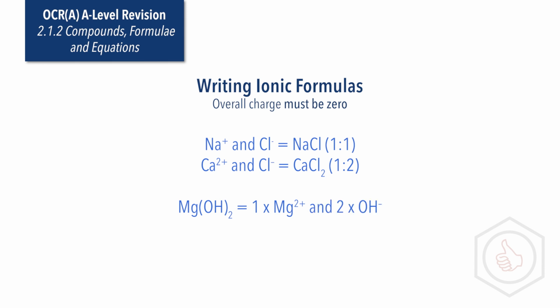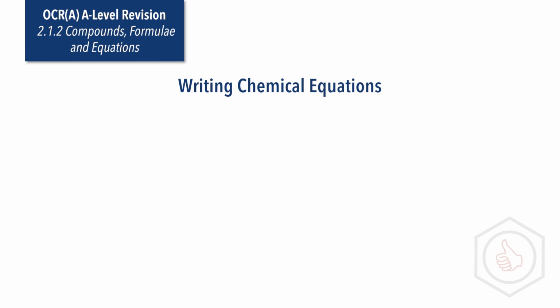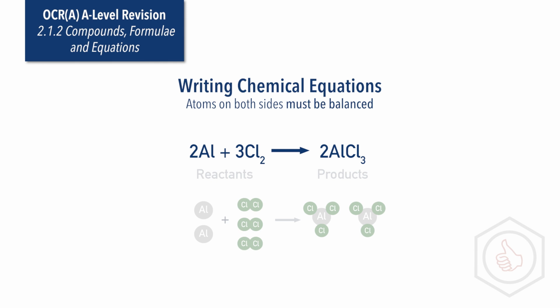When writing chemical equations, we must make sure they're balanced so that the number of each type of atom is the same on both sides. This is because we can't create or destroy matter during chemical reactions, so whatever total number of atoms you start with in the reactants, you have to end up with in the products.